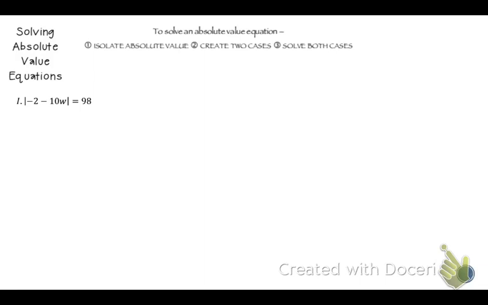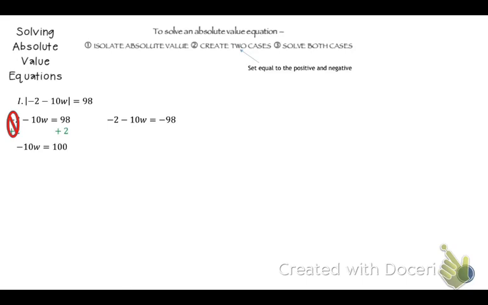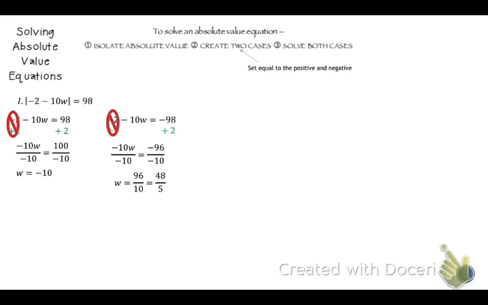Okay? So in this one, we have the absolute value of negative 2 minus 10w equals 98. Well, it's already set equal to a number, so we can just set it equal to the positive and negative of that. So that's negative 2 minus 10w equals 98, and negative 2 minus 10w equals negative 98. Then solve both of these equations. Now these are just linear equations. So I'm going to add the 2 over, and you get negative 10w equals 100, sorry. Divide by negative 10, you get w equals negative 10. Here add the 2, and you get negative 10w equals negative 96. Divide by negative 10, and you get w equals 96 over 10, which is 48 over 5.